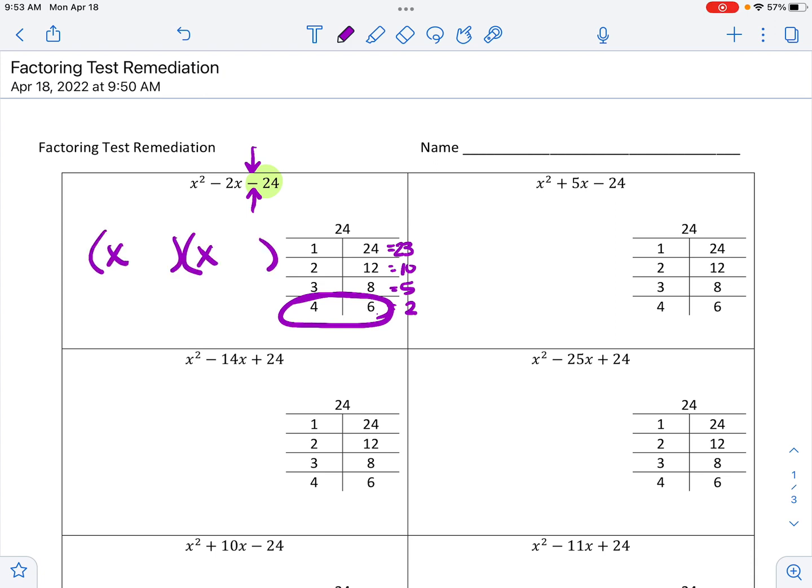So now I have an issue. I have to determine which one is going to be positive and which one is going to be negative. That is where I look at the B. And when I'm looking at the B, it is negative. That means the bigger number is going to be negative, and the other number is going to be positive. That is how we select the correct pair and write the factors. So again, because it is a negative, we're going to subtract our terms.